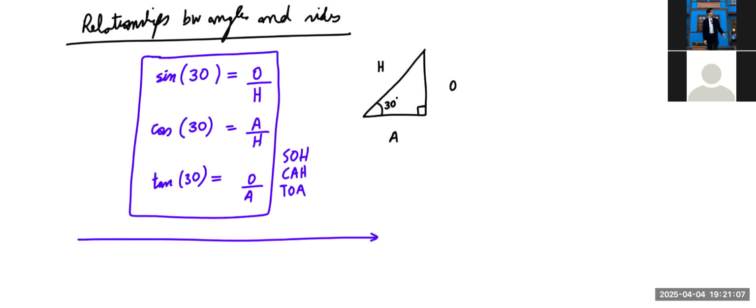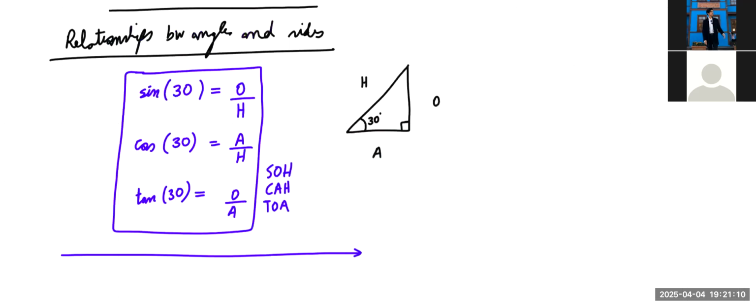Okay, so the way I remember how to use these three rules is, number one, very important: these only apply to right angle triangles. Never ever try using this anywhere that is not a right angle triangle, and always use this whenever you have a right angle triangle. So these are special for right angle triangles.